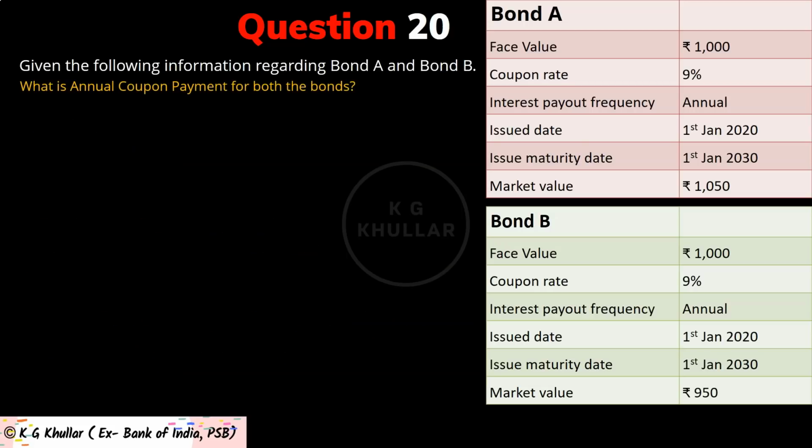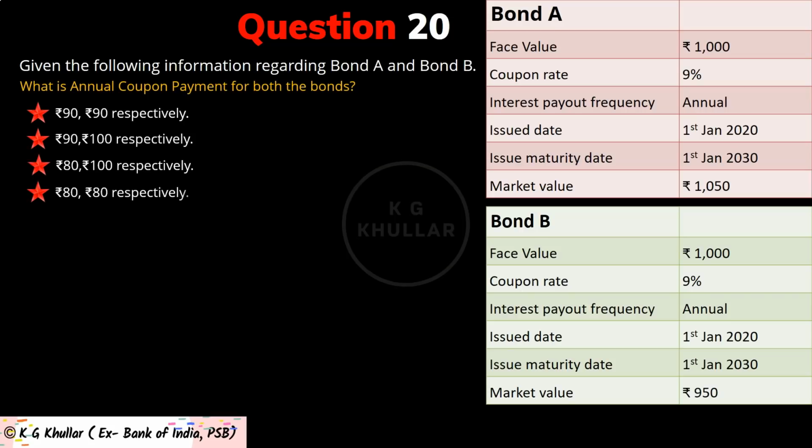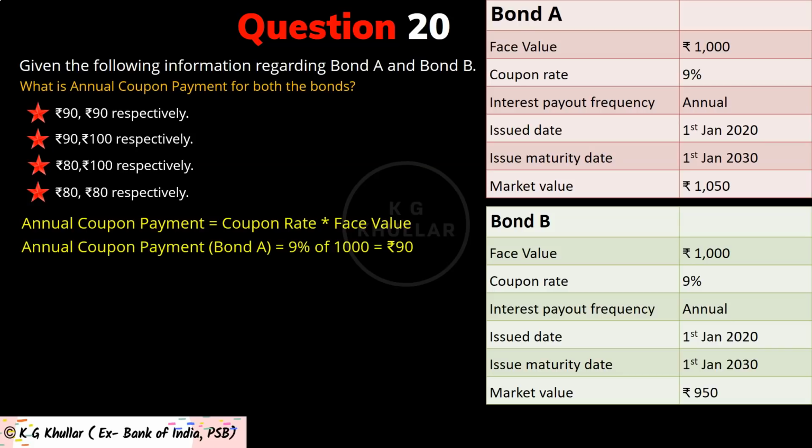Next question is, what is annual coupon payment for both the bonds? And these options are given to you. Friends, annual coupon payment of the bond A will be simply coupon rate multiplied by face value. That is 9% of 1000 equals 90 rupees. Similarly, for bond B also, annual coupon payment will be 9% of 1000 equals 90 rupees. So as you can see, for both the bonds, payment is 90 rupees. Thus correct answer for the given question is option A.